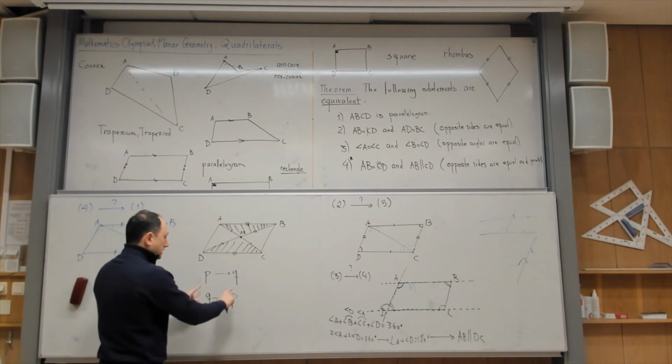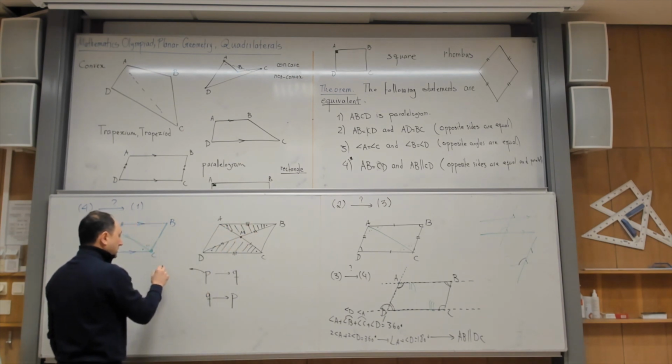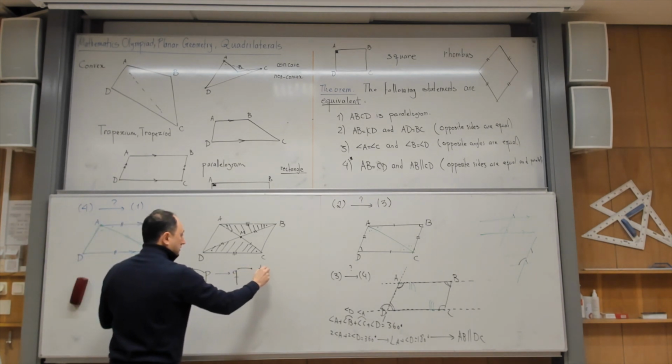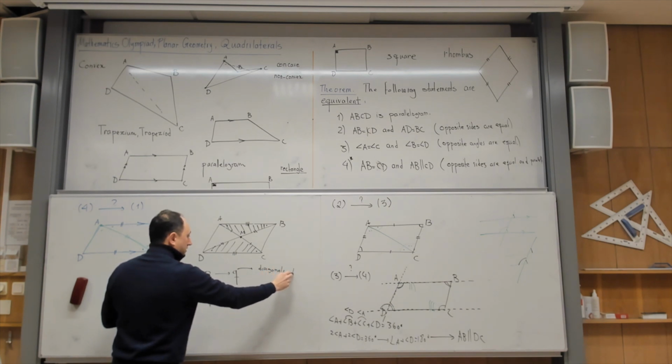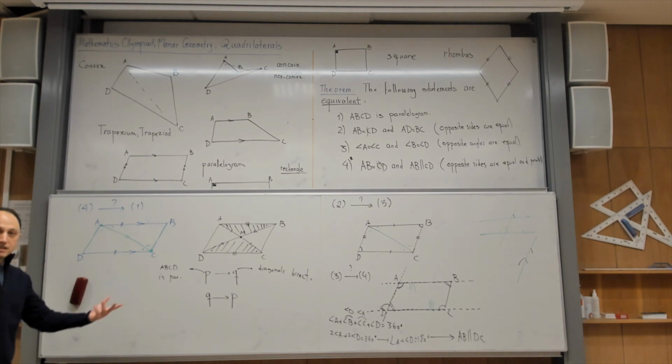If I showed that ABCD is a parallelogram, I showed that the diagonals bisect each other. I'm just making it very short. So what is the statement of the converse? If the diagonals in a quadrilateral bisect each other, then it's a parallelogram. The converse statement might be true or might be false.